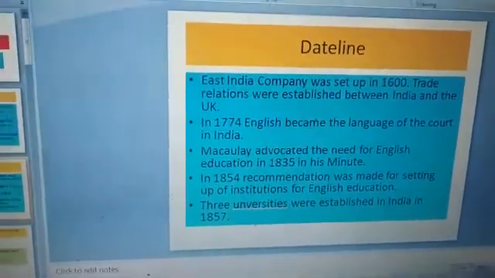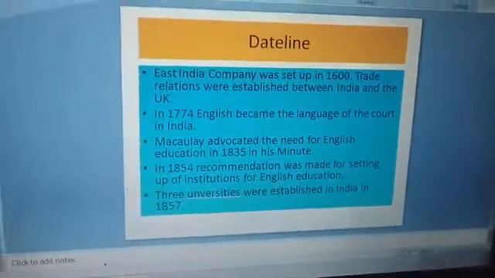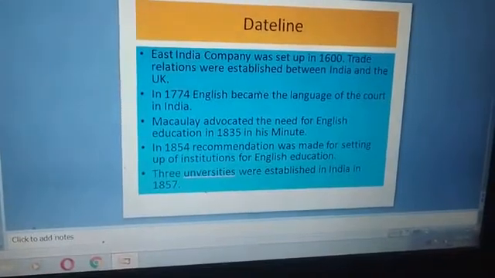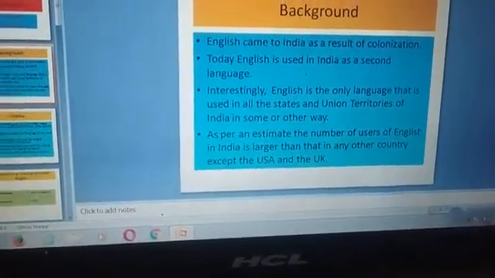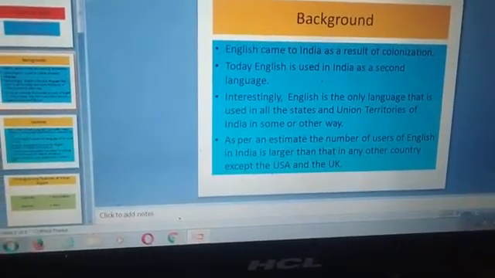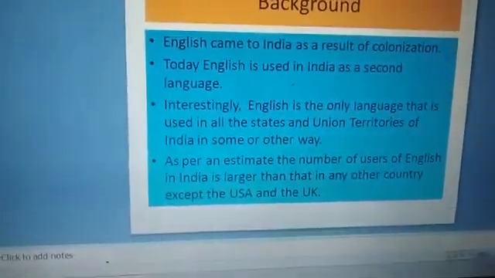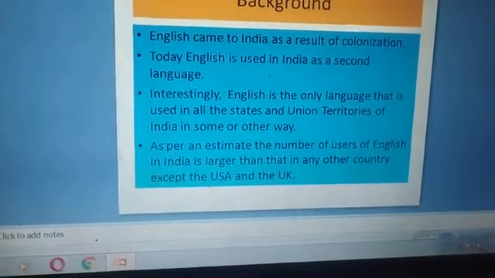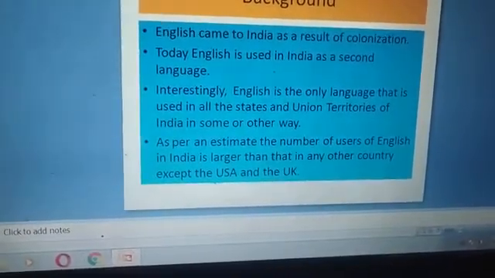After this, India never looked back in the use of the English language, and even after independence, the use of English in India was not diminished, or there was no decrease in its use. Yes, English came to India as a result of colonization, but today English has become a language that is used as a second language in India, and quite interestingly, English is the only language that is used in all states and union territories of India in some way or the other. As per an estimate, the number of users of English in India is larger than that in any other country except the USA and the UK.